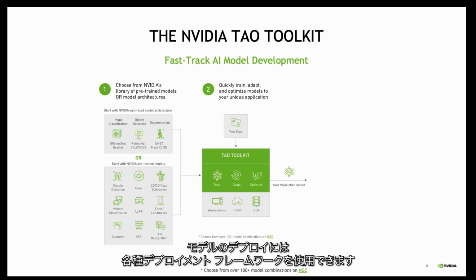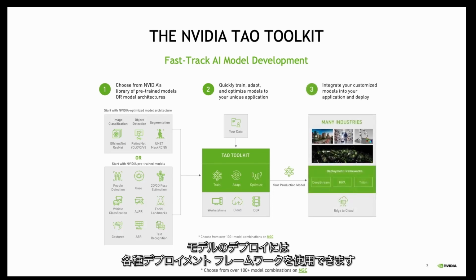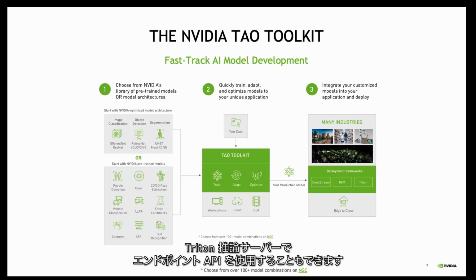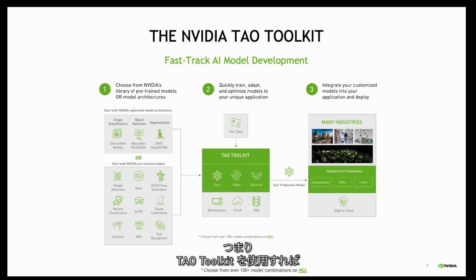Lastly, the optimized model can be deployed via many different deployment frameworks. For computer vision applications, you can deploy it via DeepStream. For conversational AI applications, you would use Riva. Or simply deploy the model with Triton Inference Server with an endpoint API. The key takeaway is that with the TAO Toolkit, you can easily fine-tune models in hours rather than months.